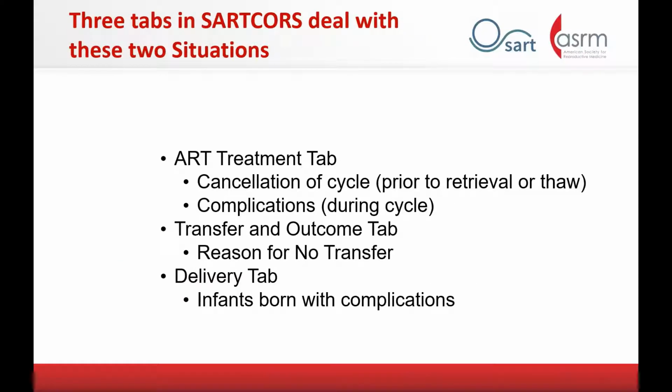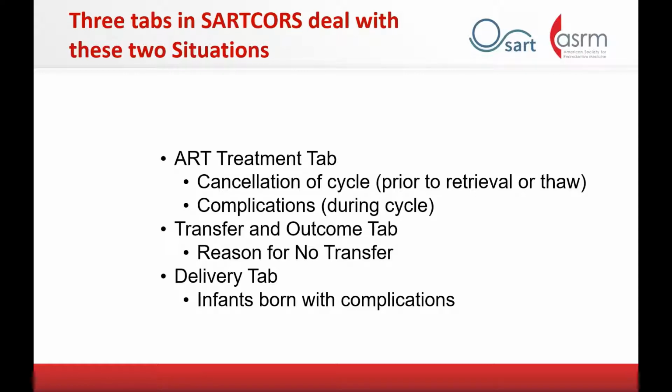There are 3 different tabs in SART cores where you can enter this information. The first is the ART treatment tab. Second is the transfer and outcome tab. And the third is the delivery tab. On the ART treatment tab, you can enter cancellation of cycles, and you can enter the complications, where you indicate whether or not a patient had positive test results or was symptomatic. The second tab, the transfer and outcome tab, you can put in a reason for no transfer, if they backed out of having a transfer because of concerns or because of positive test results or because of symptoms.